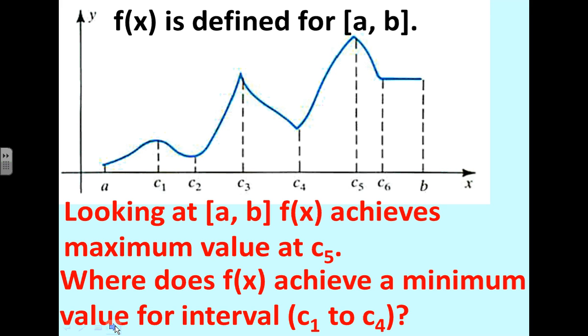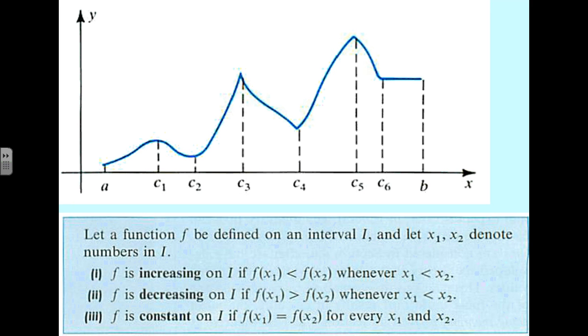All right, moving on. Where does f of x achieve a minimum? From C1 to C4 at C2. Okay? All right. Is that what the questions are gonna be like? Sometimes. Yeah. F is increasing. There's your definition of increasing we had earlier. There's your definition of decreasing, and there's your definition of constants. So we have those, I believe, from the definition that we read out earlier. All right? Okay.